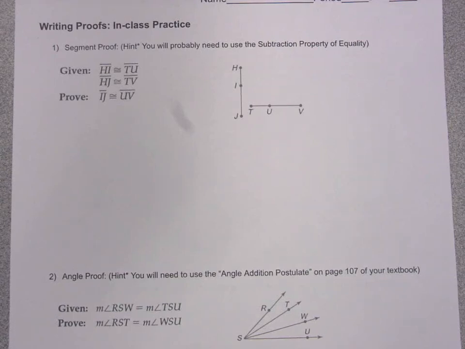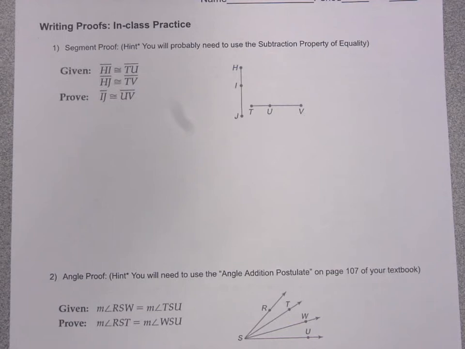This is an in-class assignment that we did on Wednesday, 11/18. If you're in Cohort B, or sorry, for Cohort A. Cohort B, this is going to be for 11/19, which is a Thursday. We worked in pairs today to do some proofs and practice writing some proofs.